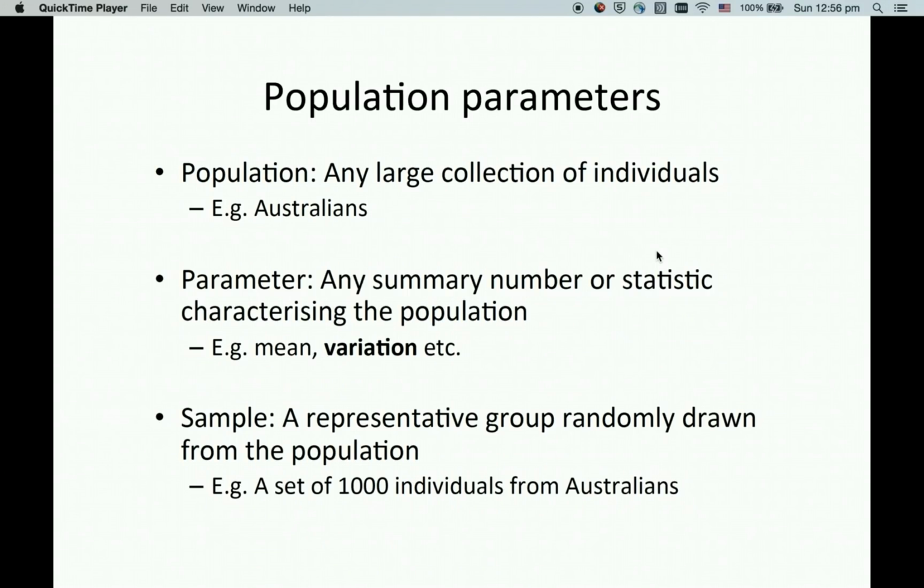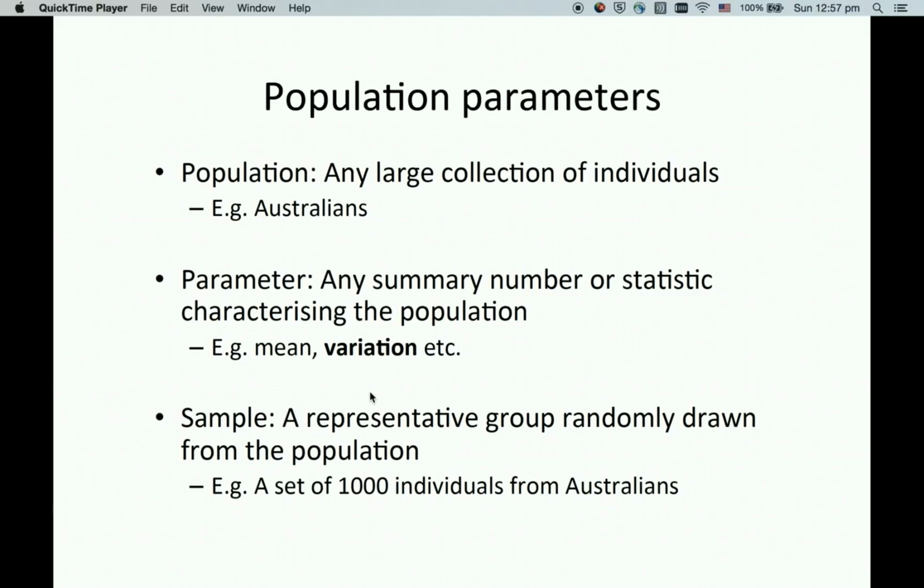So let's have a look at what a population is. It is any large collection of individuals, for example, Australians. And what is a parameter? That is any summary number or statistic characterizing the population. For example, it can be mean or variation. So this variation is important to characterize population. Then I will mostly focus on how to estimate variation, especially genetic variation or genetic variance.